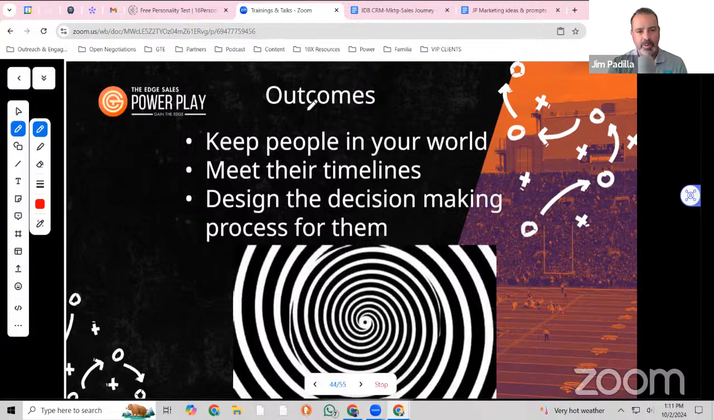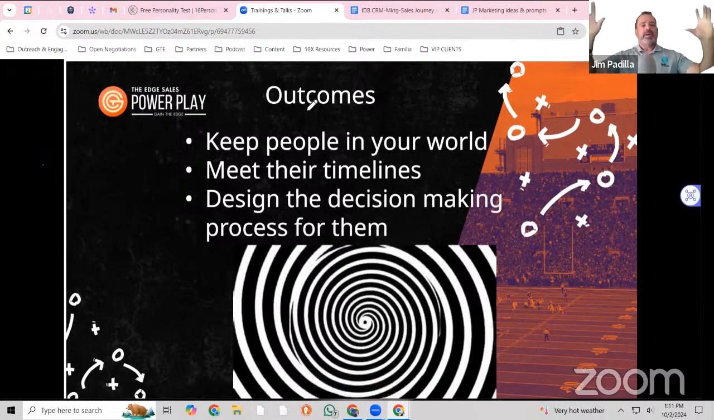A couple of key components here. By the end of the next 15 to 20 minutes, you're going to know clearly how to keep people in your world because they want to be, not because you're locking the door, but because you're delivering something that they need. You'll be able to meet their timelines, and you'll be able to design the decision-making process for them. That's the magic in what we're talking about here.